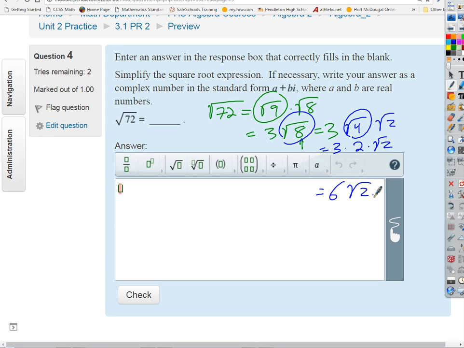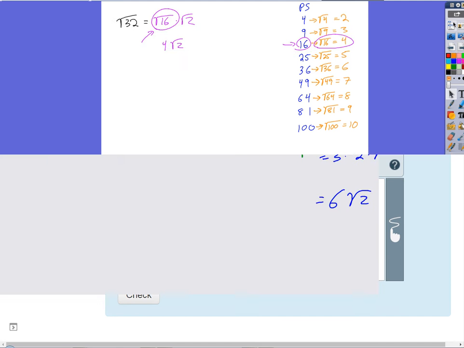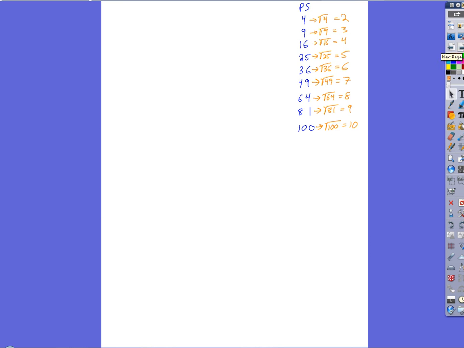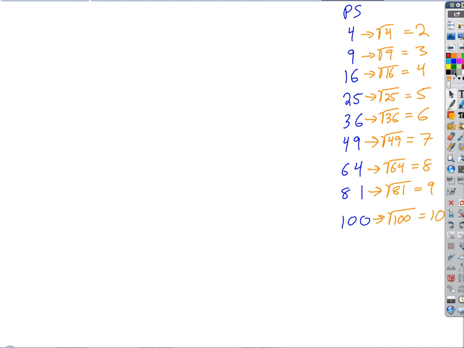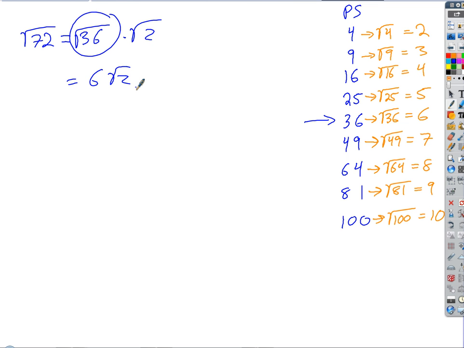We could have gotten there in one step, though, if we had just recognized that 36 is the biggest perfect square that goes into 72. If we had looked at our table here and said, square root of 72 equals, well, 72 is not on our list. Half of 72 is 36, though, and that is. And so we could have written this as the square root of 36 times the square root of 2, which is 6 radical 2. Either way, it'd be easier to do it that way.